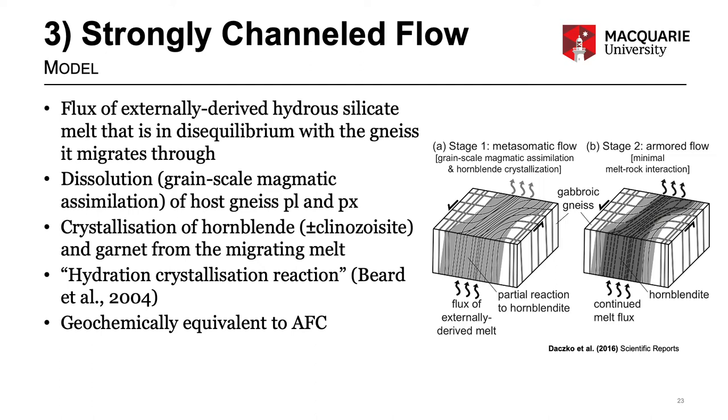After a certain proportion of melt flux, once the rock has largely reacted away the host gneiss and we're left with a hornblendite or a clinozoisite hornblendite, the melt is probably able to move through in a relatively armoured channel.